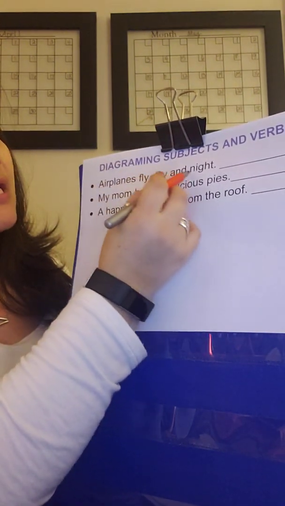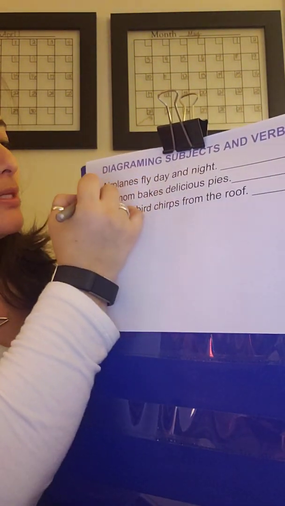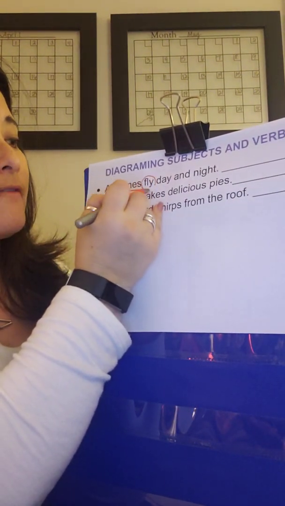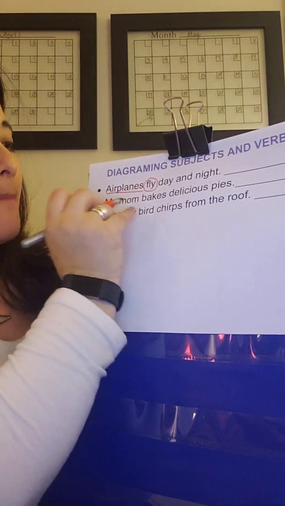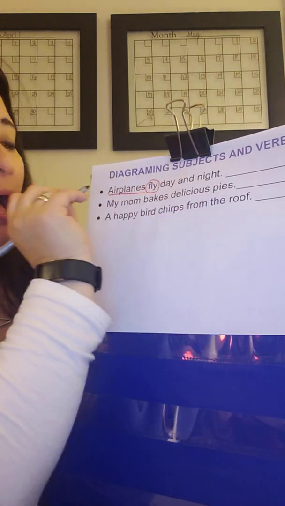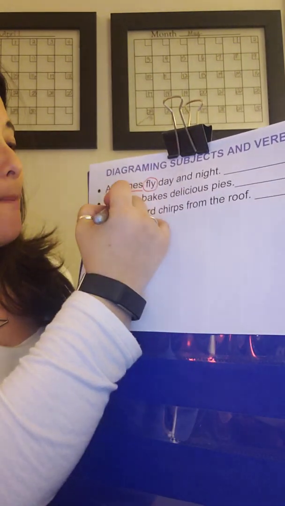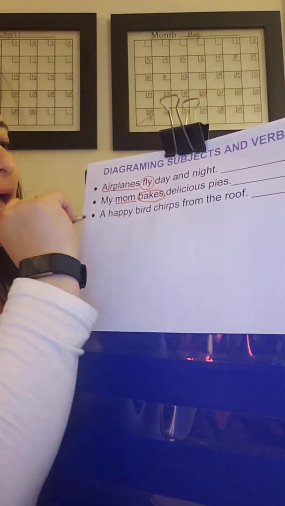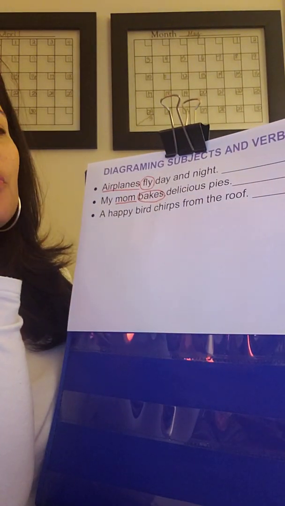So, airplanes fly day and night. Subject is airplanes. What are they doing? They are flying. My mom bakes delicious pies. Who is the sentence about? It's about mom. What is she doing? She's baking. A happy bird chirps from the roof.